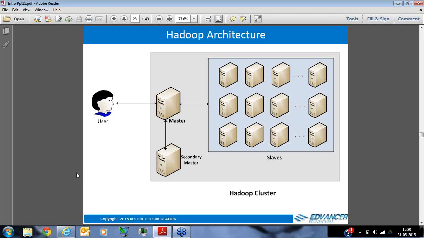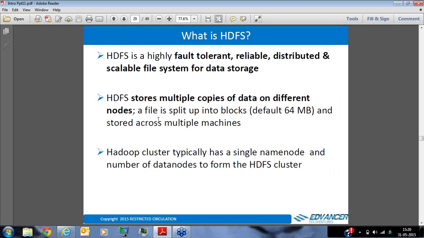And of course, there is a secondary master which helps to create a backup or a snapshot of what the master has in case the master goes down. And the user or the client machine can interact with the entire Hadoop cluster through this master. So this is a very simplified form of the Hadoop cluster architecture, in a master and slave format. Now let's look at what exactly is the Hadoop distributed file system.